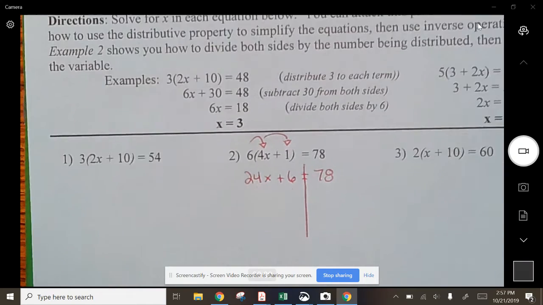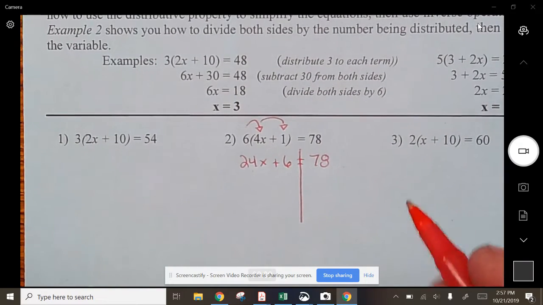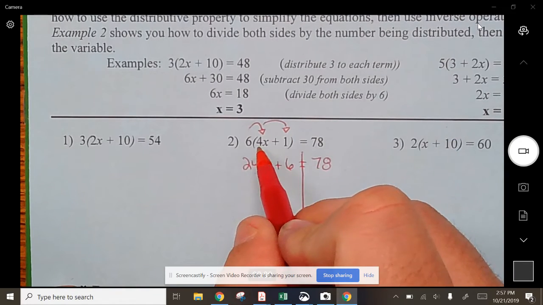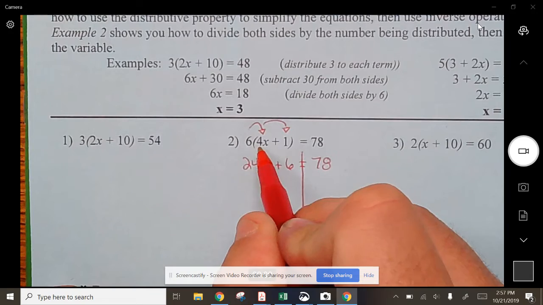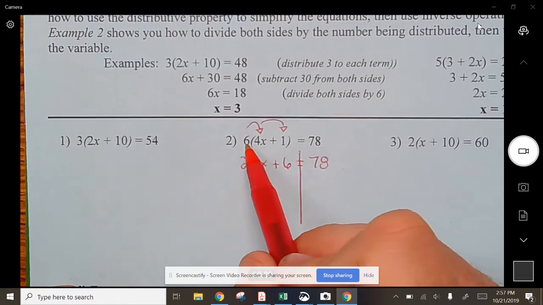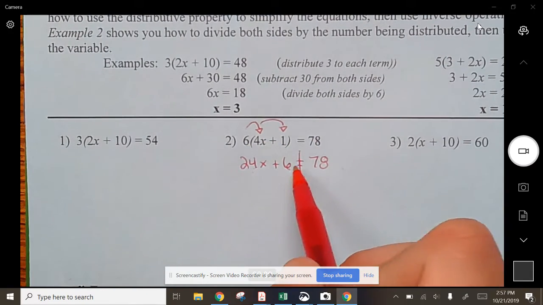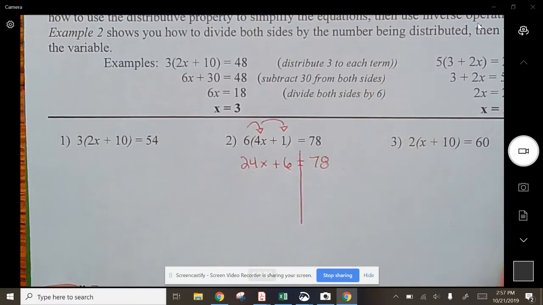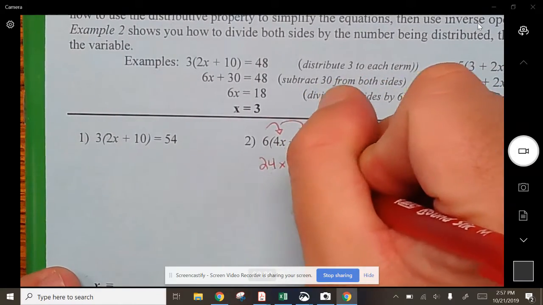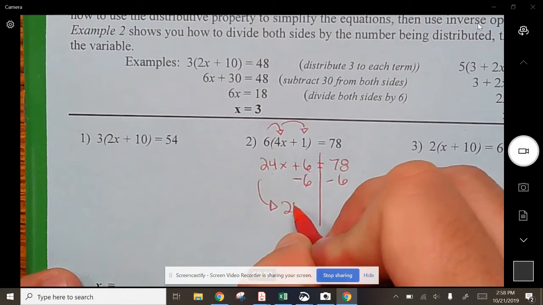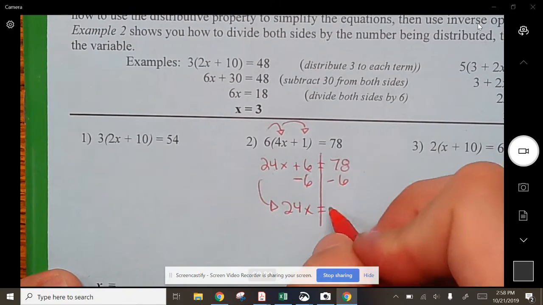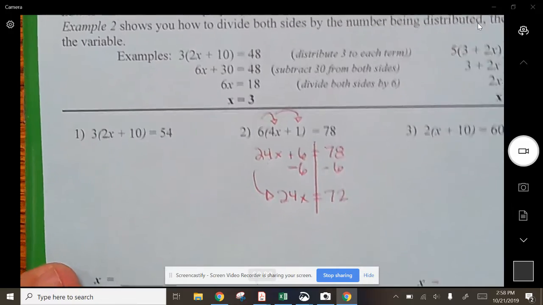Okay, guys, looking at day 4 homework, looking at number 2, I already started it for you by distributing the 6 into the 4x. 6 times 4, multiplication, is 24x. 6 times the 1 is 6, equals 78. Now, I'm encouraging you to use your calculator eventually in this problem because the division does get a little intense, but your next step: 24x equals 72.